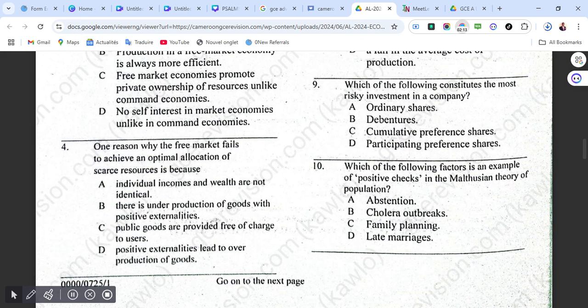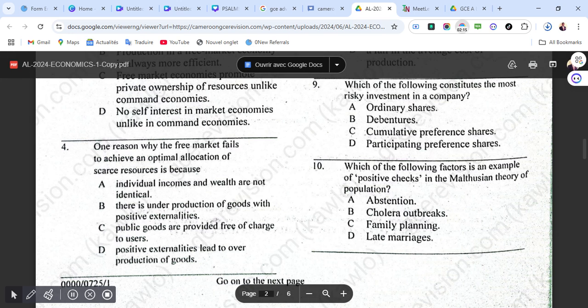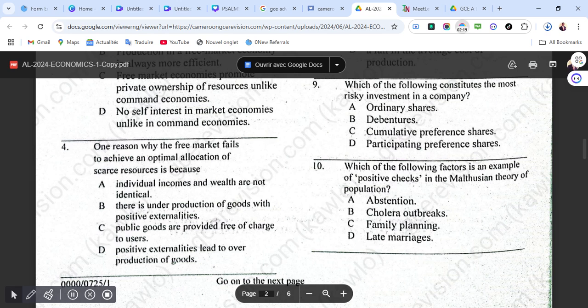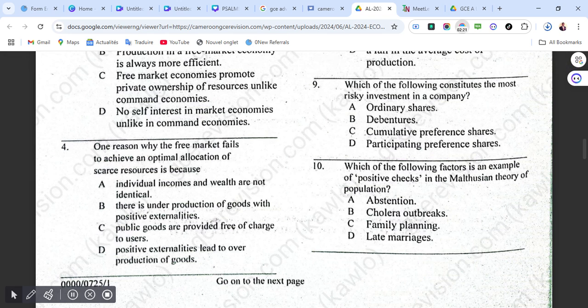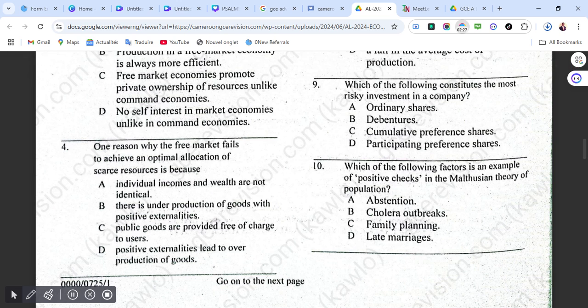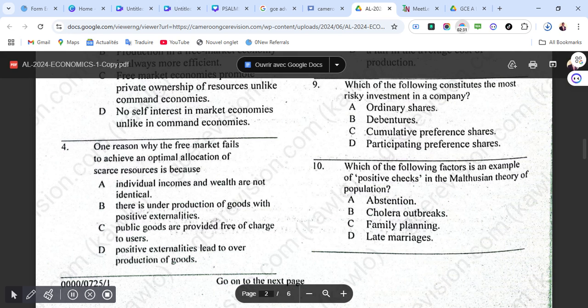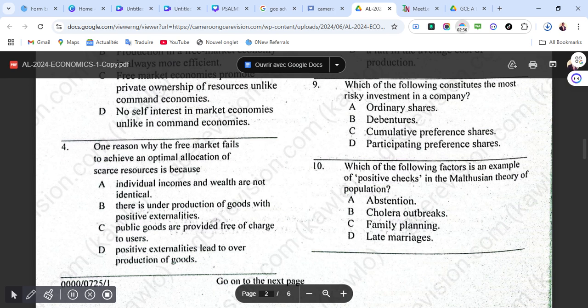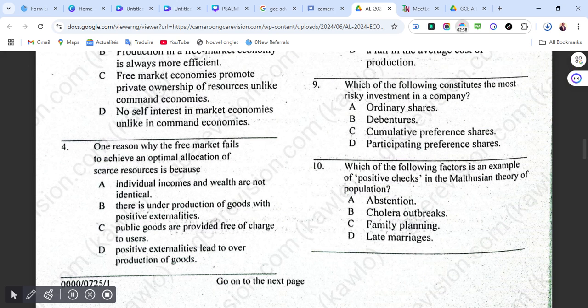Question 4. One reason why the free market fails to achieve an optimal allocation of scarce resources is because. So why does a free market fail to allocate these optimal resources? The correct answer is B. There is underproduction of goods with positive externalities.